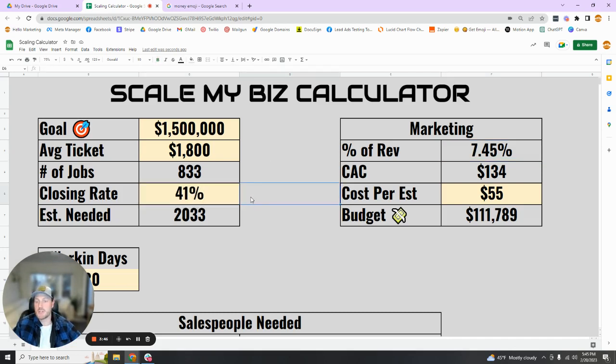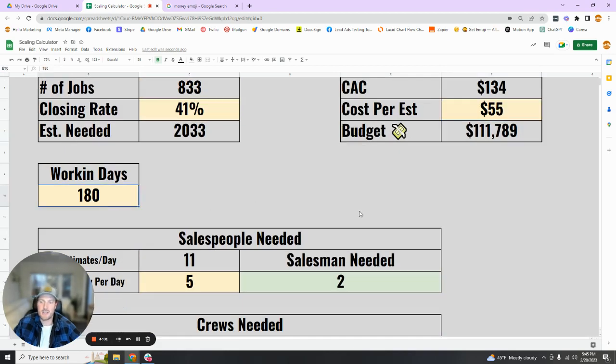So you just plug these numbers in and you'll see all the numbers here. One thing that I did, and you may not like the risk or whatever, but I took this number, divided it by 10 months or whatever our working days were. You'll see our working days here is 180.